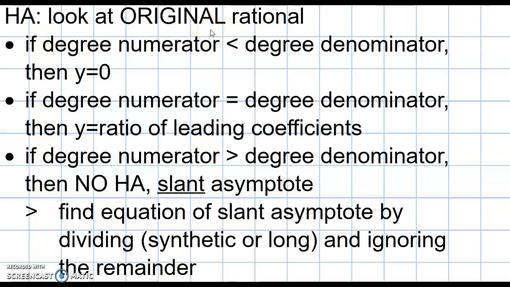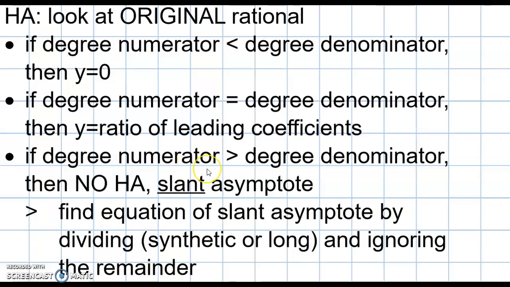So we're going to go back to what we were first given, and we're going to compare the degrees. So we want to make sure that our numerator and our denominator are in standard form so that we can easily compare the exponents. So if the degree of the numerator is less than the degree of the denominator, then your horizontal asymptote will always be the x-axis. If the degrees are equal in the top and the bottom, then the horizontal asymptote is going to be at whatever the fraction is of the leading coefficients. So let's just say your rational was y equals 2x squared over 4x squared. Your horizontal asymptote would be at 1/2, or 2 over 4.